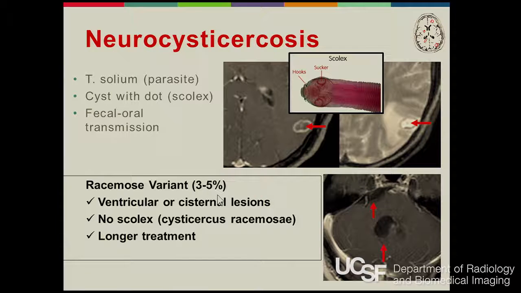In a small subset of patients, 3 to 5%, you can get a racemose variant, which has a predilection for the ventricular and cisternal portions of the brain. These do not have a scolex, and they have these grape-like formations in the CSF. It requires a longer treatment and is harder to treat.